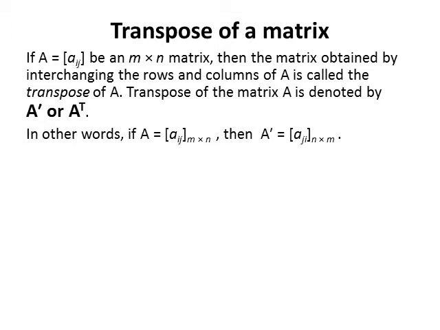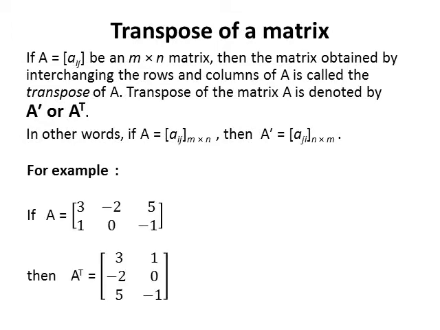In other words, if A is a matrix of order m by n with elements aij, then transpose of A is a matrix of order n by m with elements aji. For example, here A is a matrix of order 2 by 3. Then transpose of A is a matrix of order 3 by 2. As you can see, elements of first row of matrix A becomes the elements of first column of transpose of matrix A, and elements of second row of matrix A becomes elements of second column of transpose of matrix A as shown here.